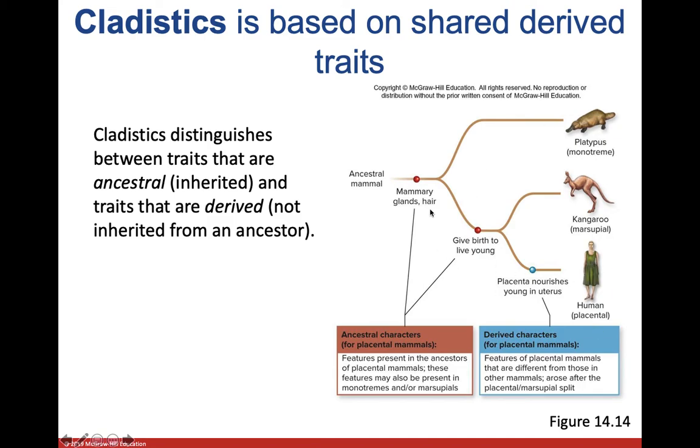All mammals give birth, all mammals have mammary glands and hair, but not all mammals give birth to babies via a placental birth. So that is a derived characteristic that is unique to only placental mammals. Anything behind it is not going to be considered a derived characteristic. It's just an ancestral characteristic, because every mammal has these, but below it, this is just the highest one.